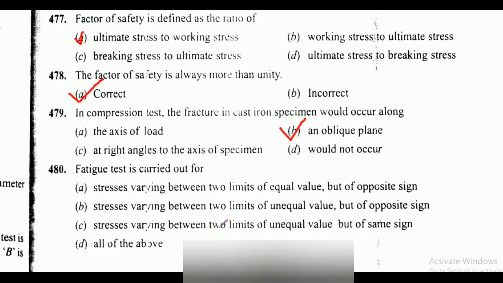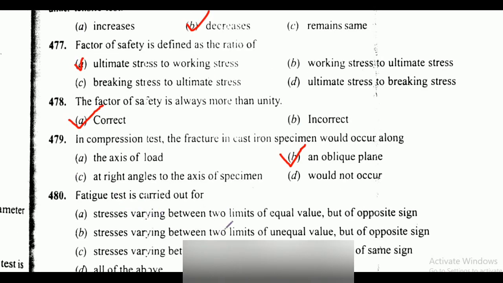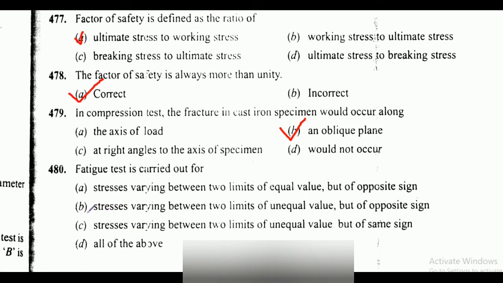Next is, the fatigue test is carried out for, here friends, options are: option A is stresses varying between two limits of equal value but of opposite sign. Option B is stresses varying between two limits of unequal value but of opposite sign. Option C is stresses varying between two limits of unequal value but of same sign. Option D is all of the above. Here the correct answer is option D, all of the above.